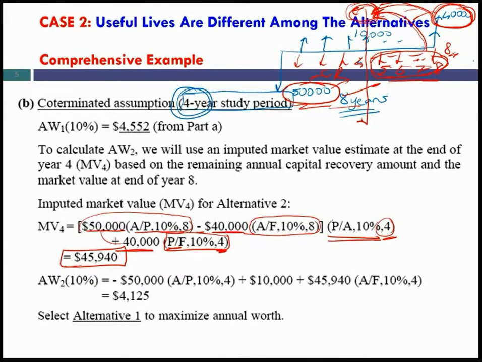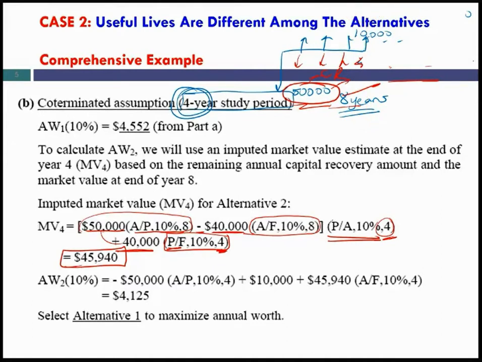year 4. Now what I can do is, I can just ignore the rest of the project, okay? After the 4th year, I can just use the project until the 4th year, but instead of having the market value at the end of year 8, I can simply write here the market value that I found, which is $45,940. Now, this is the second alternative when we finish it at the end of year 4. The first alternative was already in year 4, so I can compare these two with each other now.